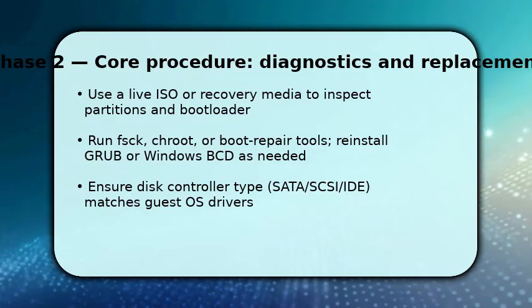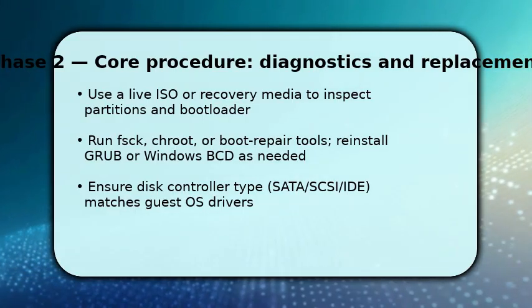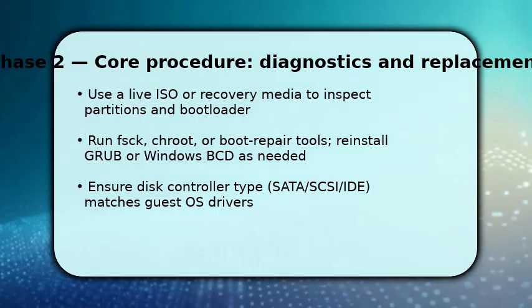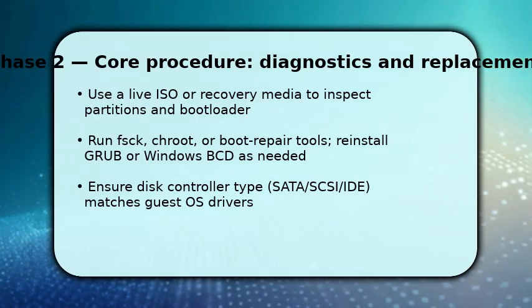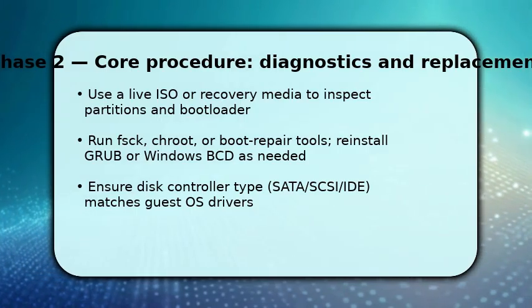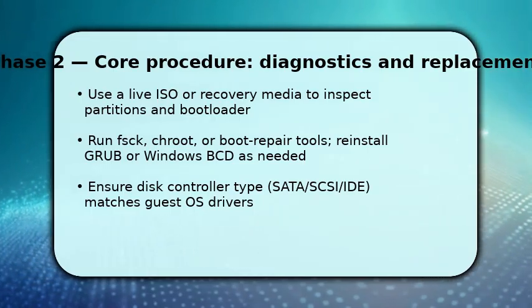Next, you repair the virtual disk and bootloader. Attach a live ISO or recovery media and boot into it so you can inspect partitions and file systems. Mount the root volume and run fsck or appropriate checks, then chroot for Linux to reinstall GRUB, or use Windows recovery commands to rebuild the BCD.